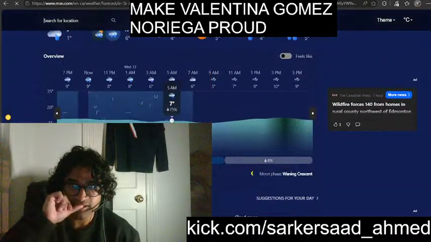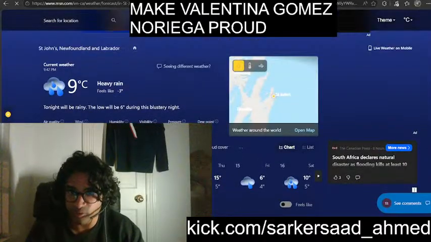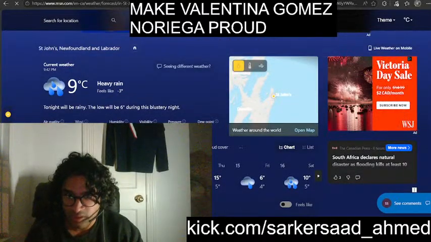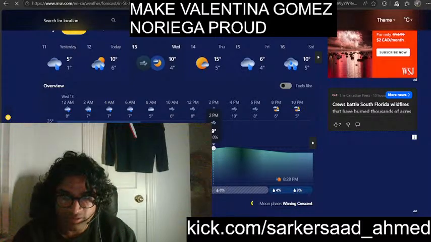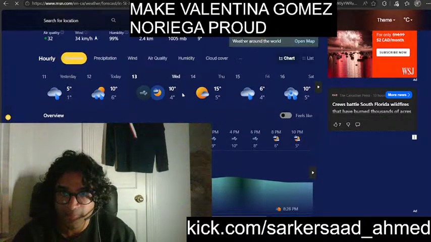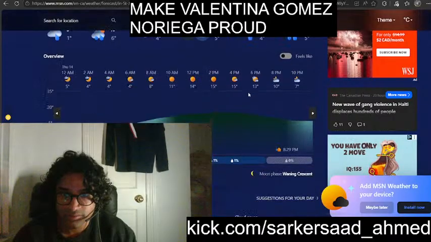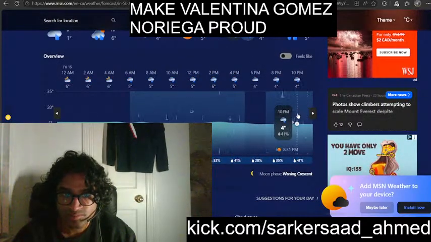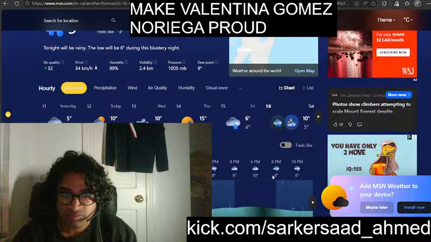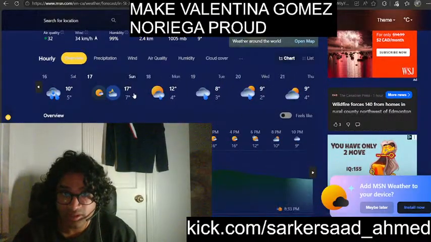Oh shit, it's gonna rain now. It is gonna rain, rain, rain, and rain. Will it rain tomorrow also? No, it's not going to rain tomorrow, but it's going to be very windy tomorrow. Thursday it's going to be hot. Friday it's going to rain. Saturday it's going to rain. What about Sunday? It's going to be hot.